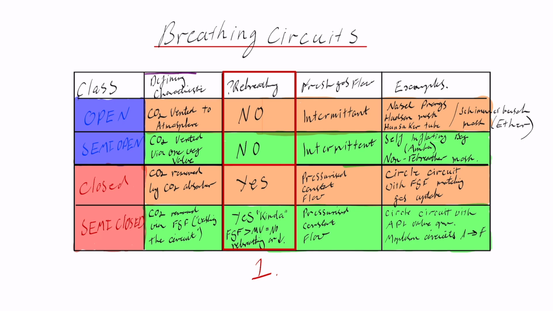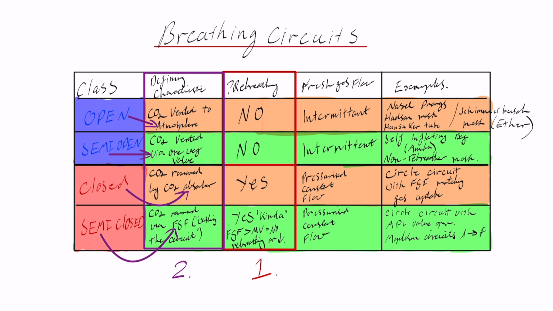The next question I ask is, well, how are they getting rid of the CO2? Because the point of breathing circuits is that it will deliver oxygen and breaths to us and then remove CO2, which is a waste product. And for open circuits, they will breathe directly into the atmosphere. And for semi-open, they'll breathe through a one-way valve. And then for closed, they're reliant on CO2 absorbers. And then for semi-closed, they're reliant on fresh gas flow that washes the circuit and then allows the breath to exit through an APL valve or into the atmosphere.